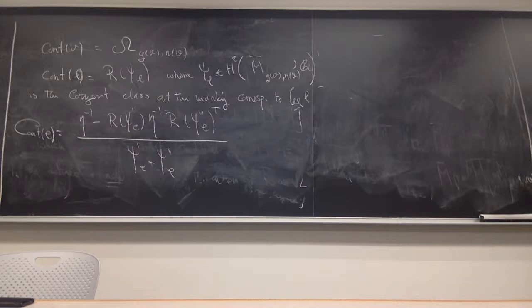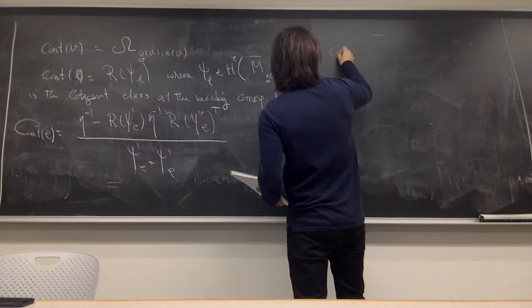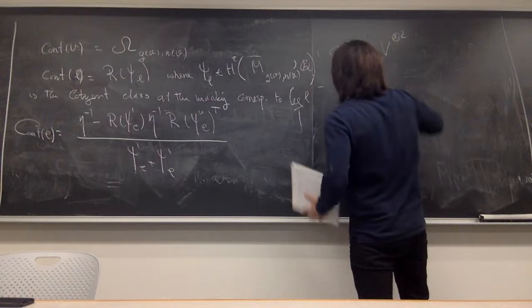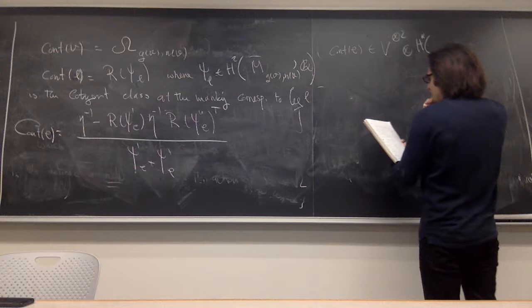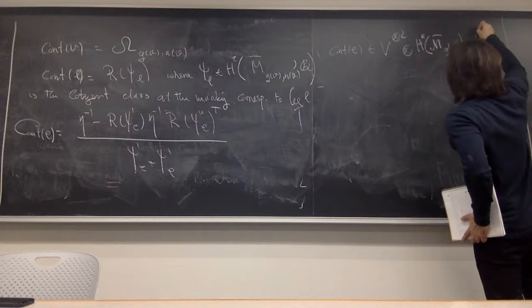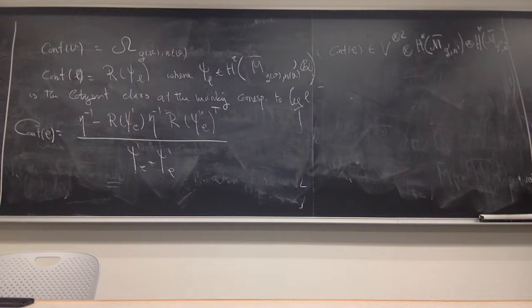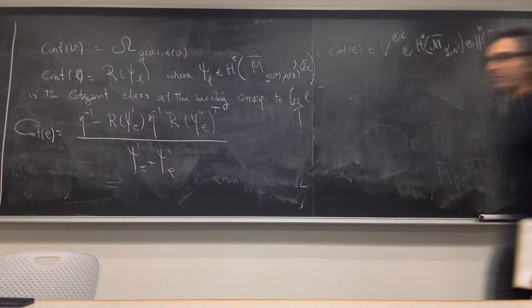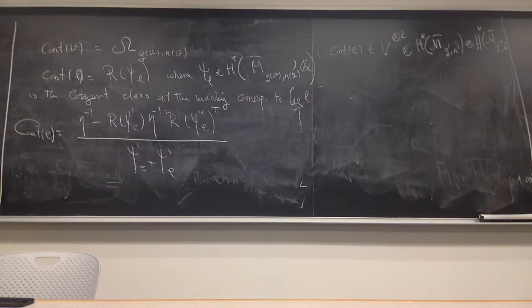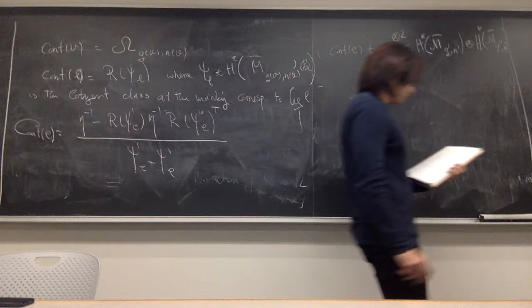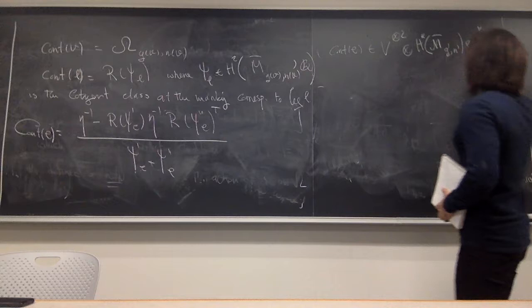So note that this contribution of the edge is an element of V⊗² times the cohomology class of M̄_{g',n'} times the cohomology of M̄_{g'',n''}. It's like the class that you associate to some curve with two markings. Okay, so these are the labels of the vertices adjacent to that edge. Now in coordinates, maybe I add a remark.